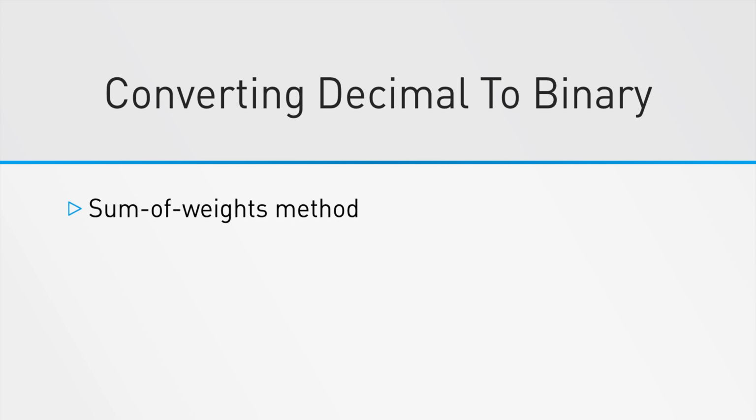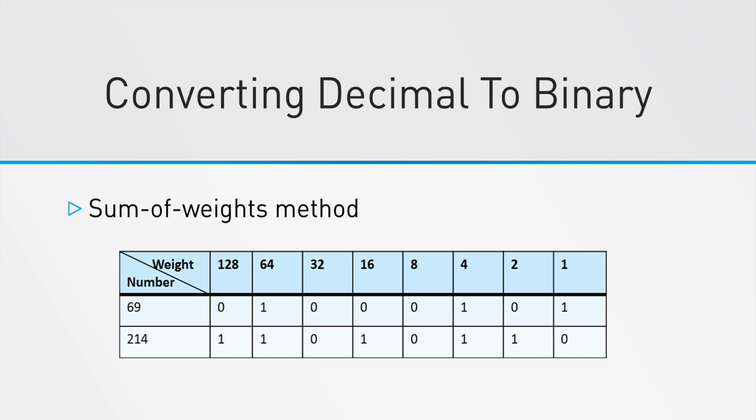So for example, for 69, we know that is less than 128. So this bit must be 0. 69 is bigger than 64, so we need this bit to be 1. If we add 32 to 64, then this will be 96, which is bigger than 69. So this bit must be 0.